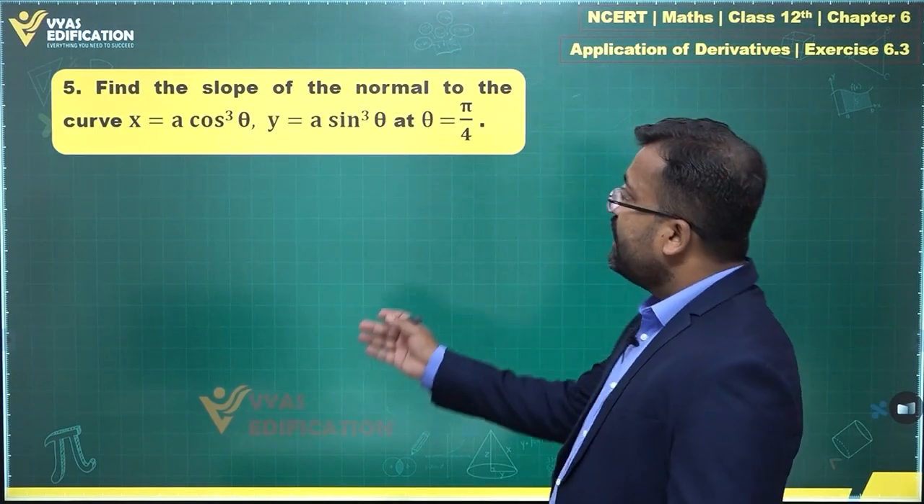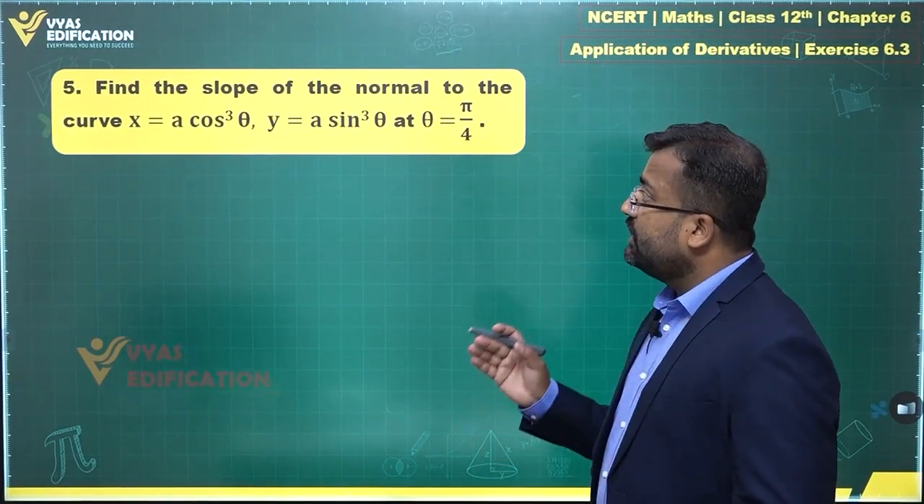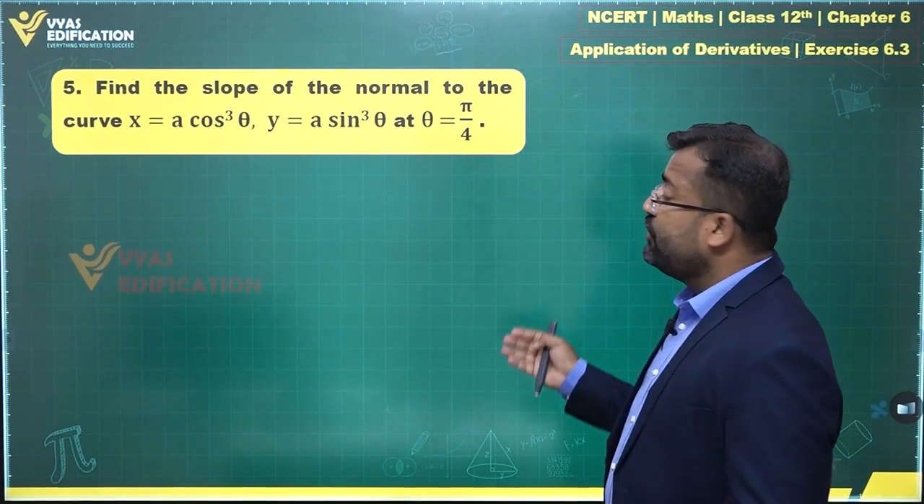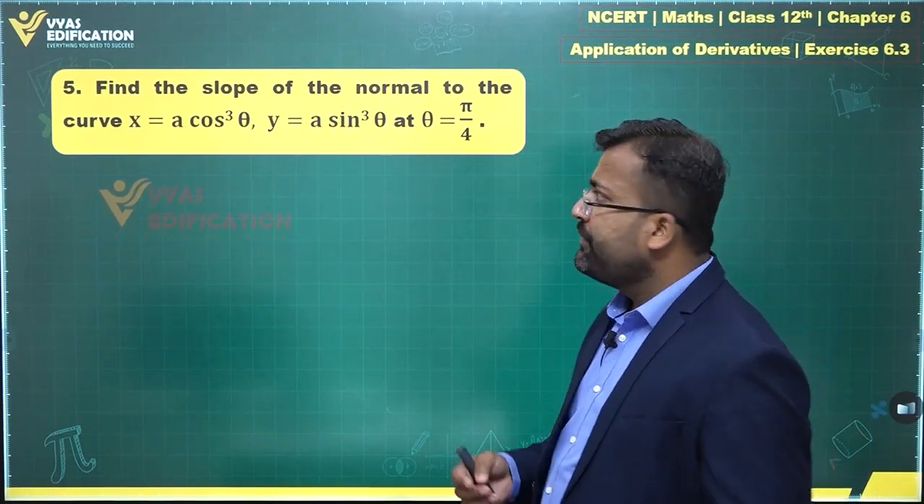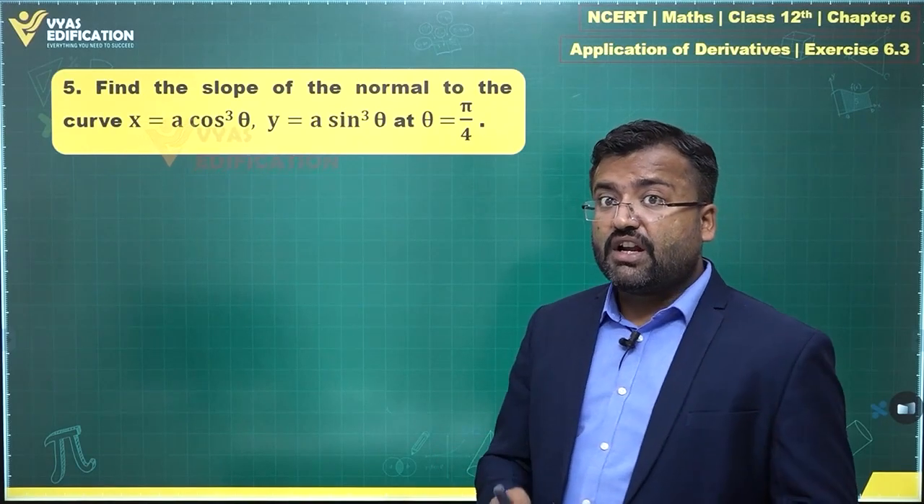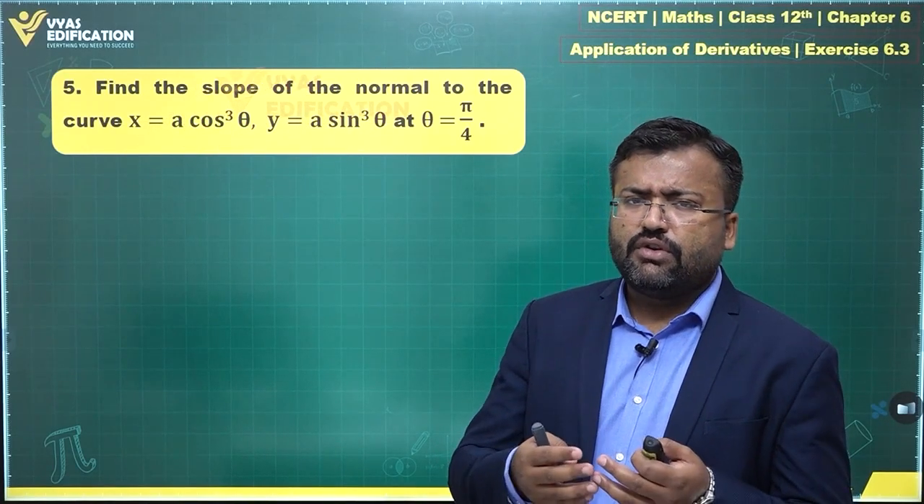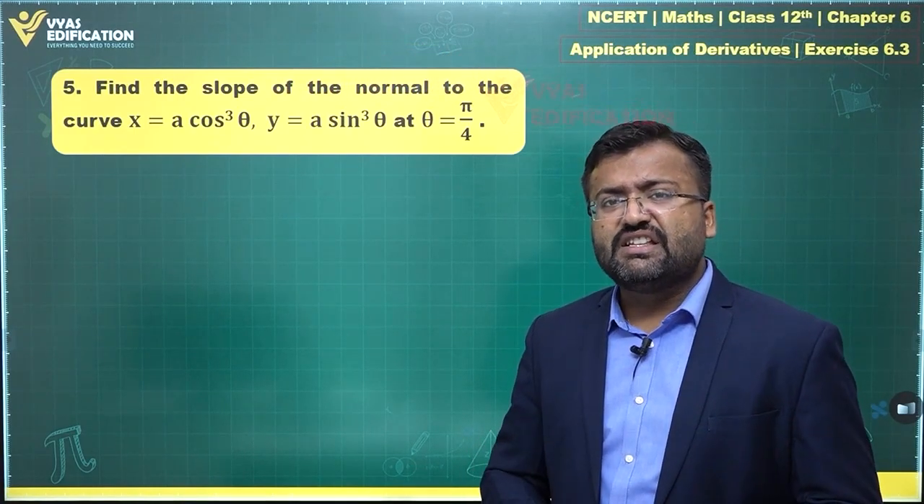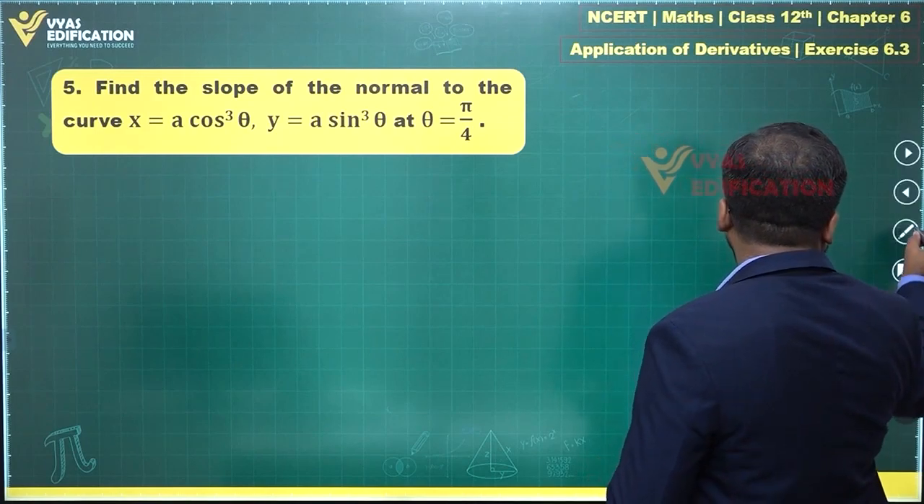Question 5 says, find the slope of the normal to the curve x equals a cos cube theta, y equals a sin cube theta at theta equals pi by 4. Now, in this question, we are asked to find the slope of the normal, and if you remember that normal and tangents are perpendicular to each other, then the question will be very simple to attempt. And how do we do that?